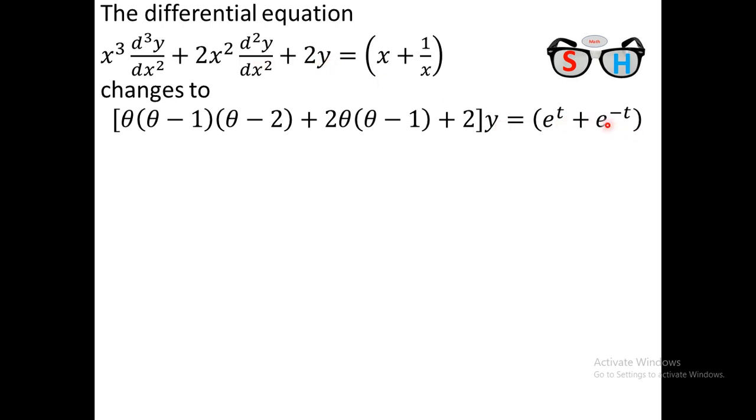plus e to the power minus t, because you take x equal to e to the power t, therefore 1/x equal to e to the power t whole to the power minus 1, that means e to the power minus t.